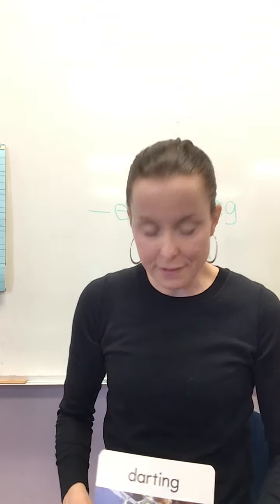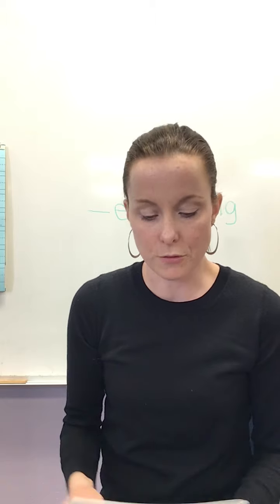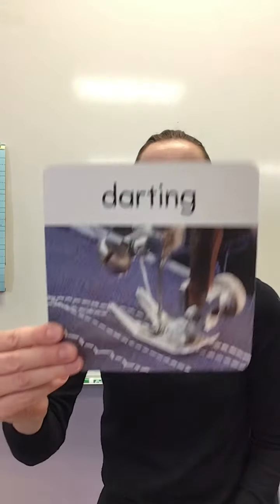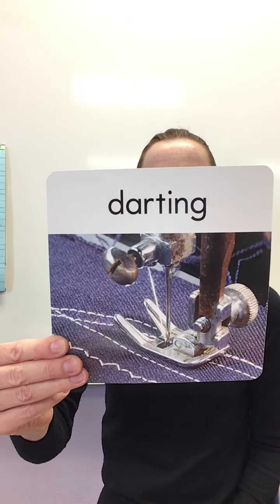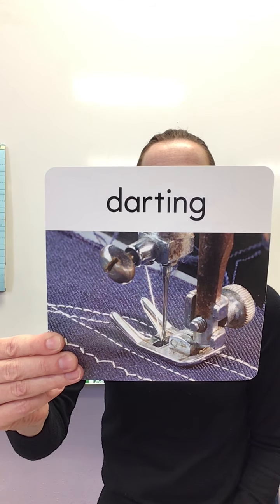Okay, boys and girls, let's go ahead and go over our vocab words that are going to go with your story that you're reading today. Darting. If something is darting, it is moving from place to place very quickly. The needle of the sewing machine is darting through the fabric.